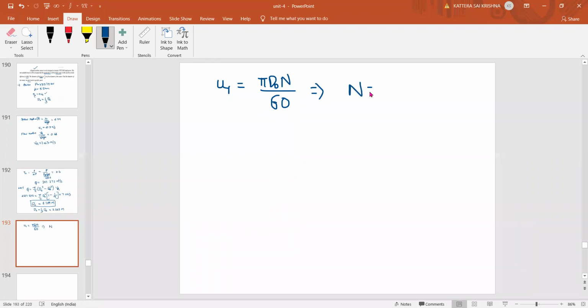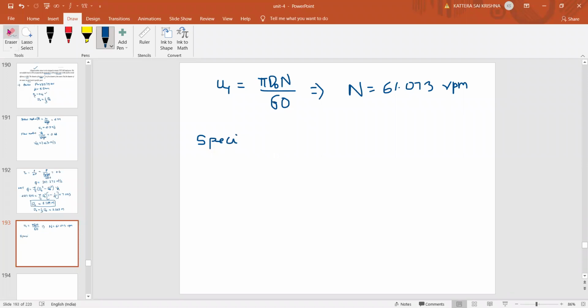So speed N equals 61.073 RPM. Right. The last thing he asked is specific speed.